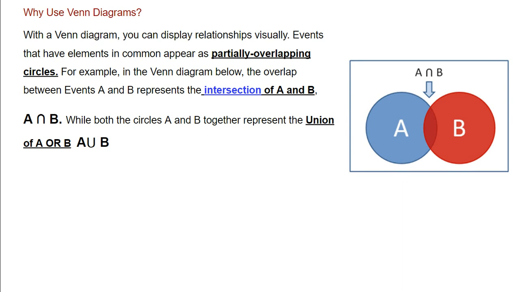Okay. So for A intersection B, we're looking for the middle, and for A union B, we're looking for the whole thing together. So union is "or," where A or B is totally inclusive of both. And then intersection is "and," which means I'm just interested in what's in the middle.